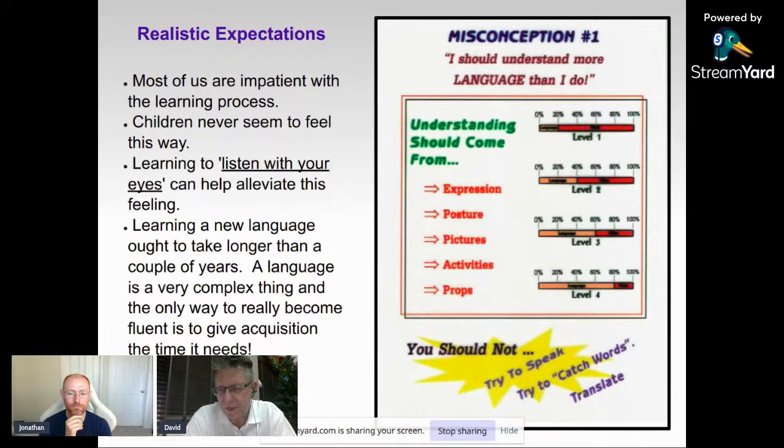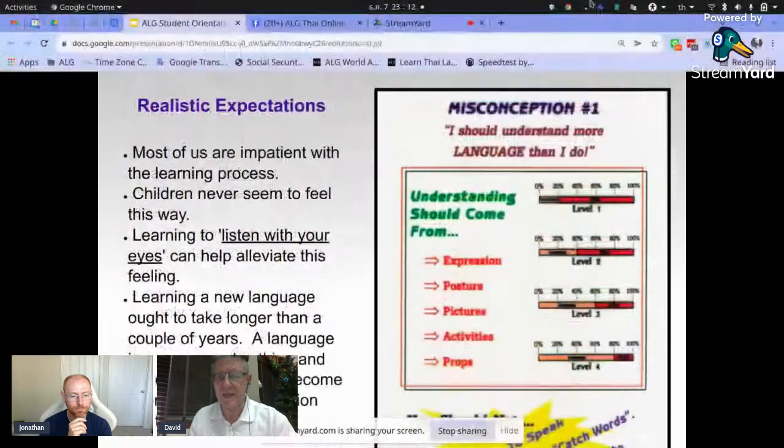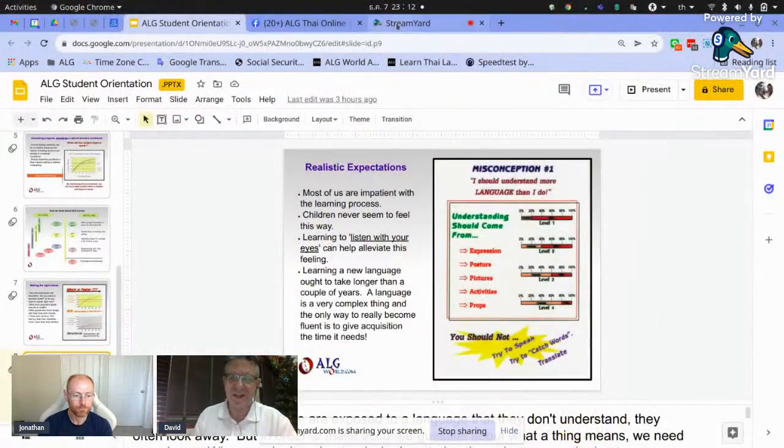Even at a level 3, my understanding of the language is going to be maximum around 60%. Without that visual input, 60% is probably not enough to stay invested in that conversation. It's not enough. Yeah. Thank you. I see your point there, David.